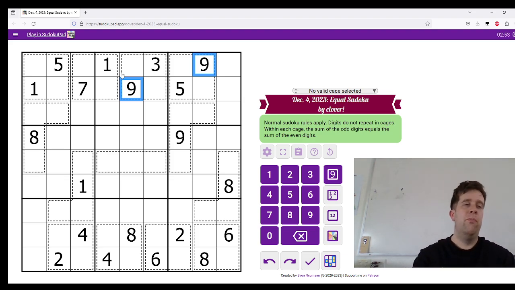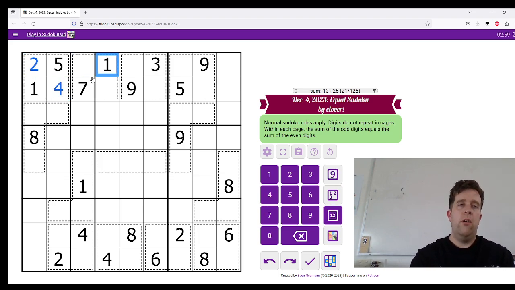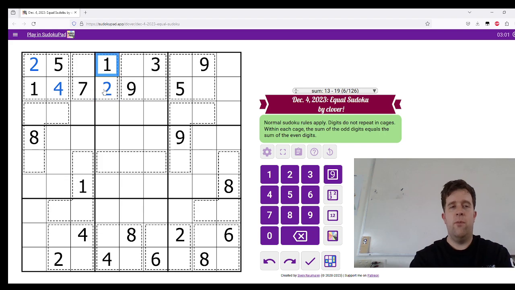Let's solve some puzzles. So 1 and 5 makes 6, so we've got to put a 2 and a 4. This is 2, this is 4. 1 and a 7 in here means that this has to be 2 and this has to be 6, because the only way you can make 8 with two even digits is 2 and 6, because you can't repeat 4 in a cage. 3 and 9 means this must be 4 and 8.